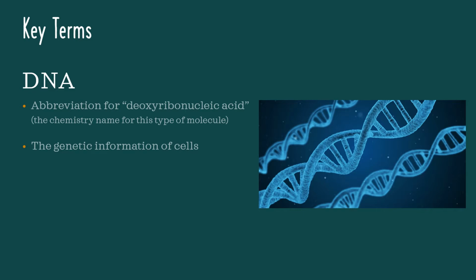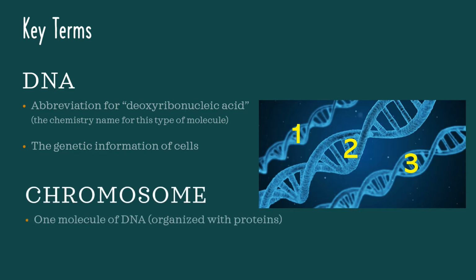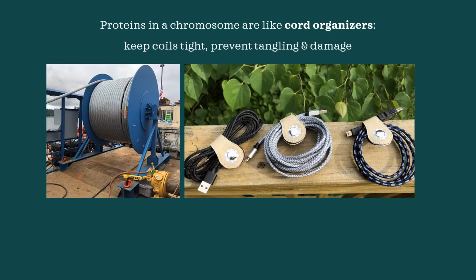In this image, you see 1, 2, 3 pieces of DNA. They look like twisted ladders. Each of these separate ribbons of DNA is organized into a molecule called a chromosome. The word chromosome refers to a single molecule of DNA, which happens to be organized with the help of proteins.